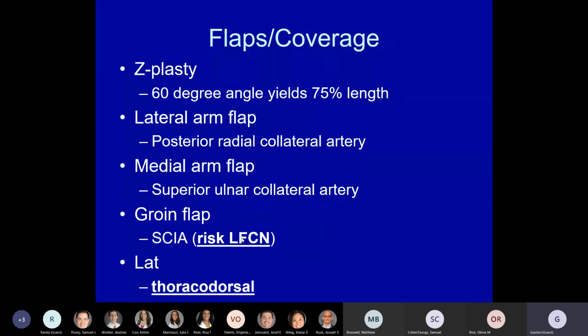The lateral arm flap, the blood supply is the posterior radial collateral artery. Medial arm flap, superior ulnar collateral artery. Groin flap, already told you, superior circumflex iliac artery. It's also been asked what nerve is at risk when harvesting a groin flap, and it's the lateral femoral cutaneous nerve, which obviously makes sense. Just think about where you are. And then the lat flap was asked last year, what's the blood supply for a lat flap, and it's the thoracodorsal artery.